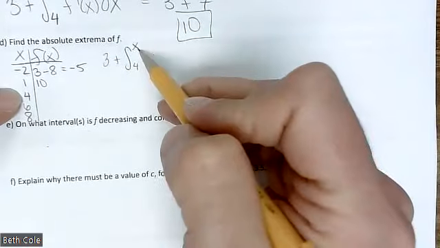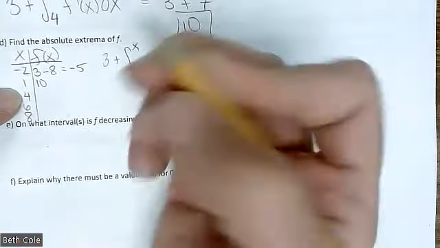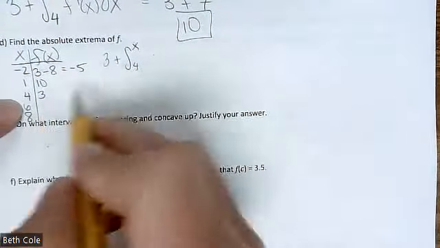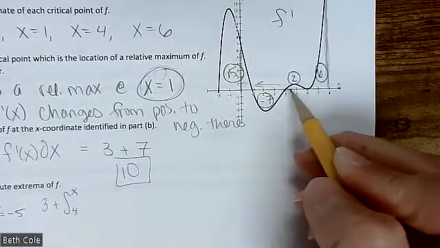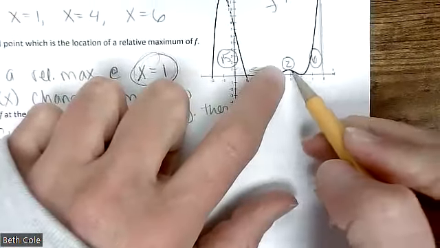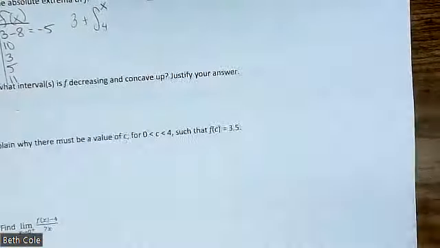4 is easy. If you plug in 4, it would just be 3. 3 plus 0, so just 3. We're finally moving in the positive direction here. 3 plus your integral from 4 to 6. 3 plus 2 is 5. And then the last one is going to be 3 plus 8 is 11. Oh, you just did it in your head.